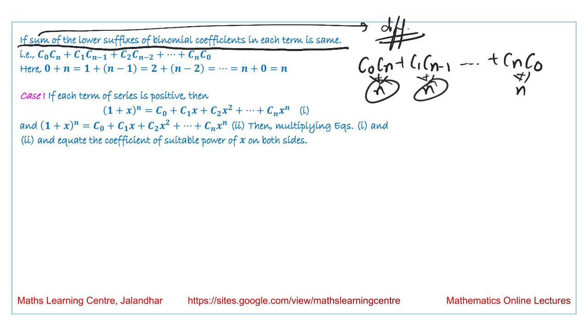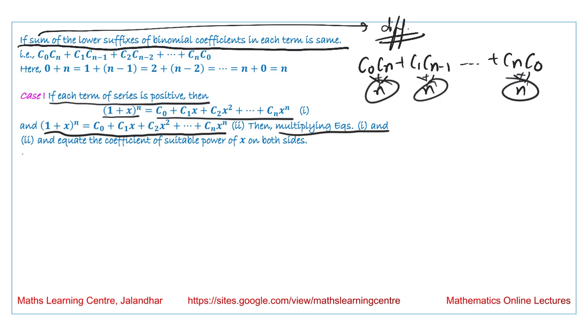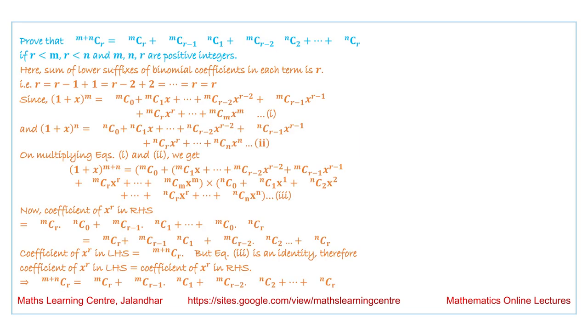So again the first case we are saying, if each term of the series is positive, then we are going to write the expansion of (1 plus x) raised to the power n is equal to this. We are going to write the same expansion over here, same expansion we have written again, and we are going to multiply these two equations and equate the suitable powers of x on both sides to obtain the required answer. So the question we have over here is, we have to prove that (m plus n) cr is equal to this value.